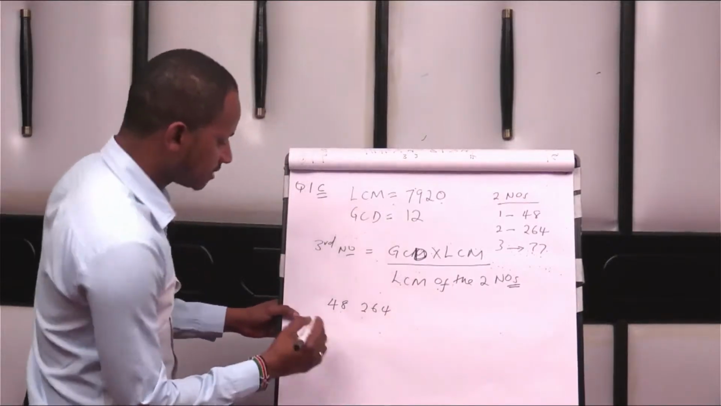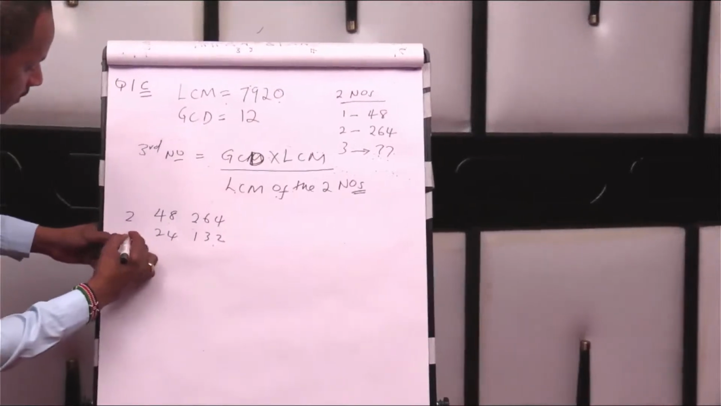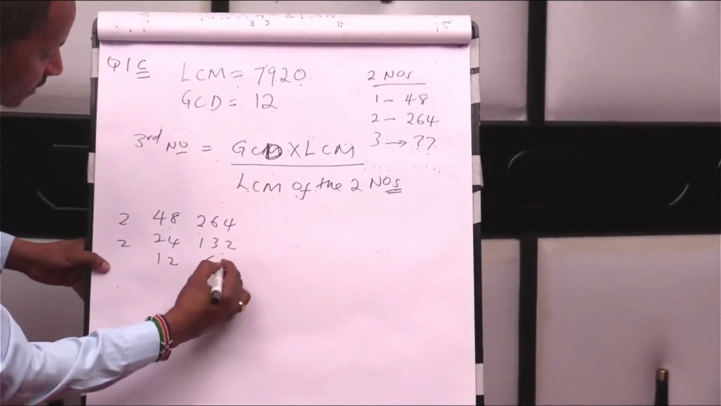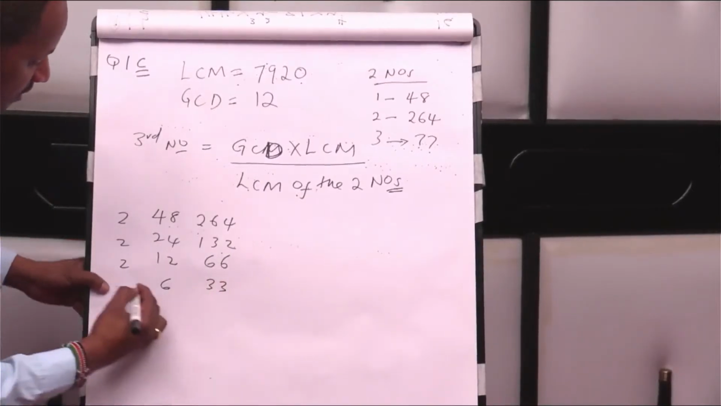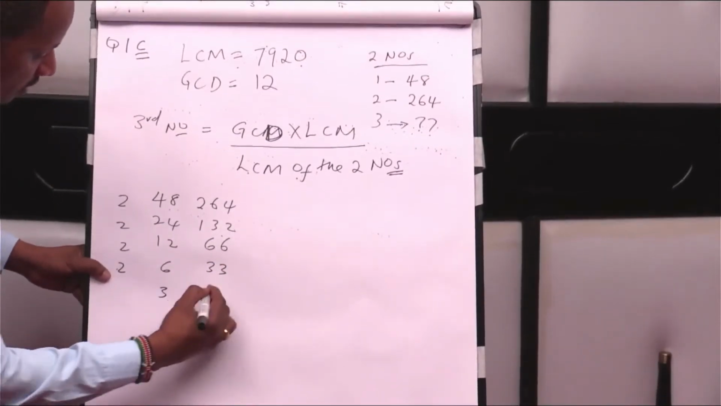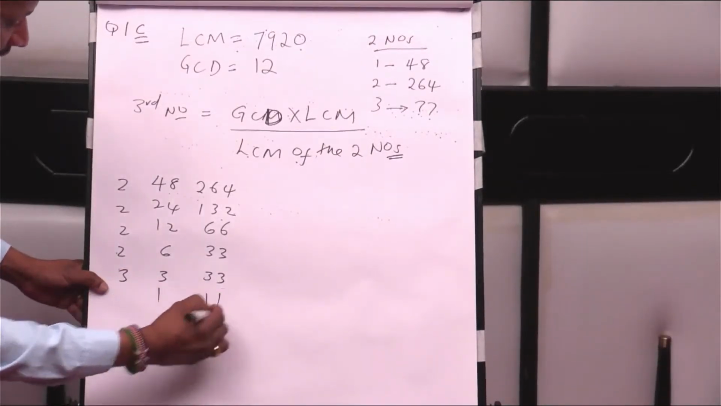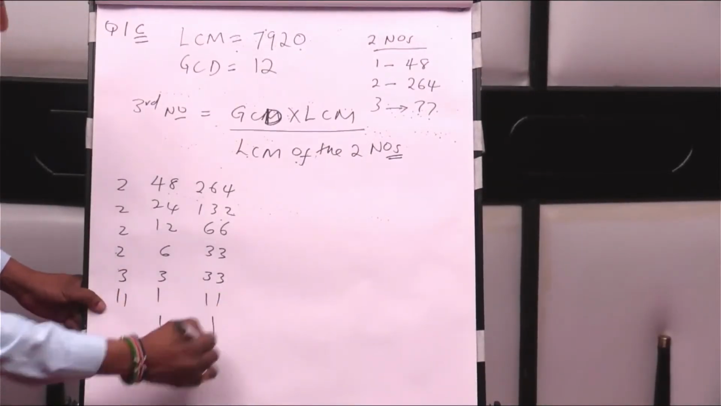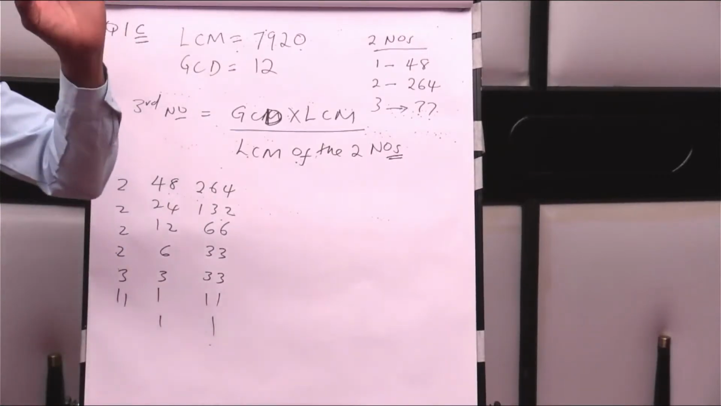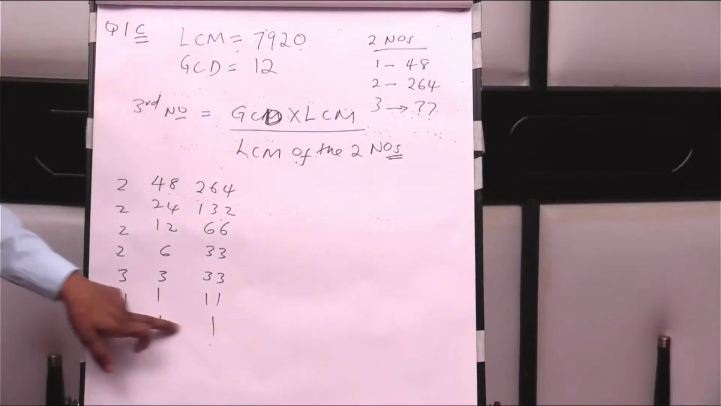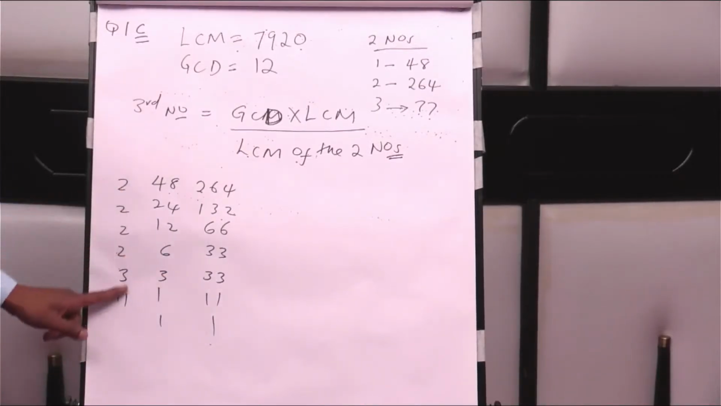The least common multiple: start with 2, 2 here 24, 2 here 132, then 2, 2 here 12, 2 here 66, then 2, 2 here 6, 2 here 33, then 2, 2 here 3, then you bring down 33, then 3, 3 here 1, 3 here 11, then 11, 1, 1. Remember, I told you when you're finding LCM, they want the least common multiple. So you ensure that whatever you get here is 1 and 1. So this is the LCM.